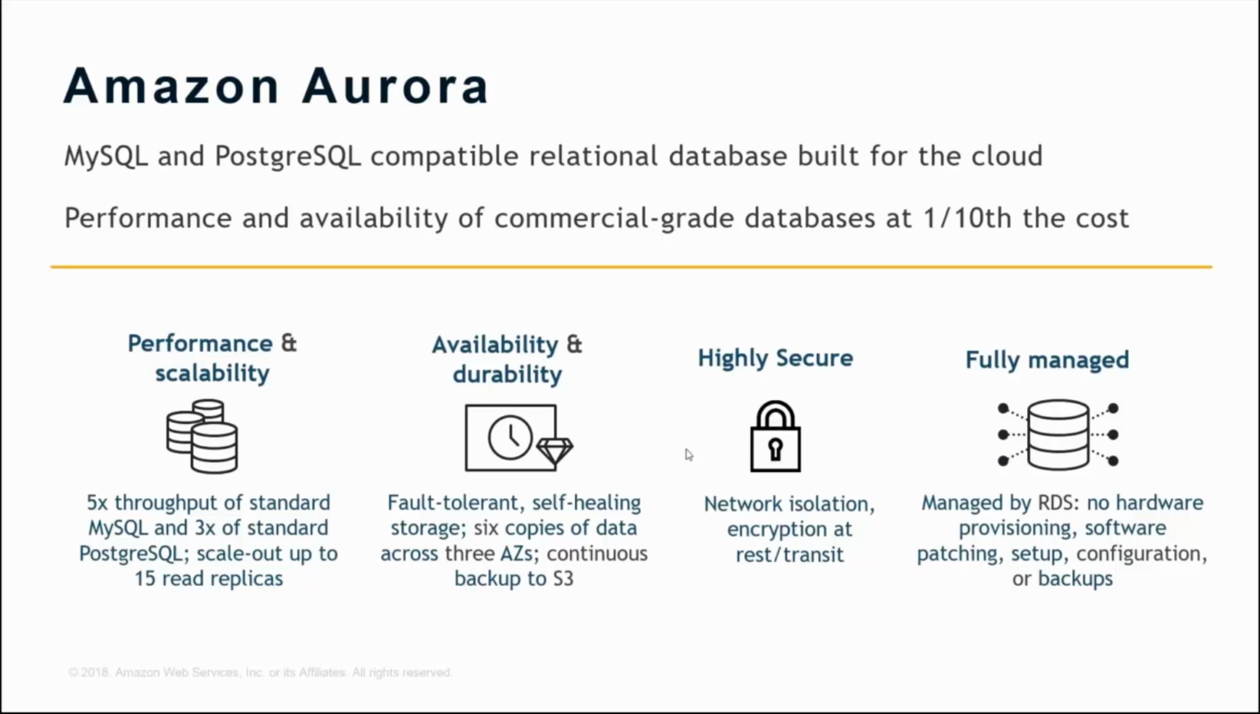Aurora is fully managed by Amazon RDS, which automates all the time-consuming administration tasks that we talked about earlier. It's fault-tolerant, self-healing, scales up to 64 terabytes per database instance. You can scale by using up to 15 low latency read replicas. You get point-in-time recovery, continuous backup to Amazon S3, and replication across multiple availability zones.